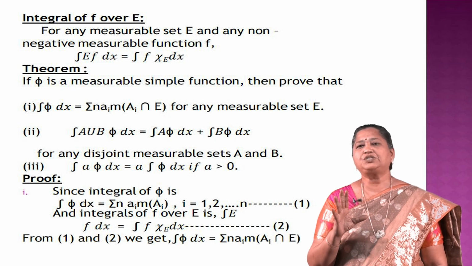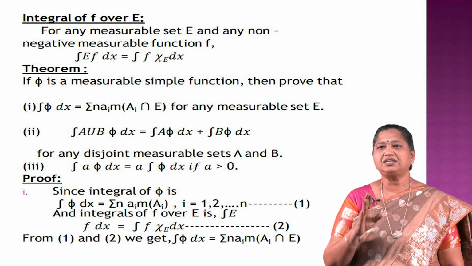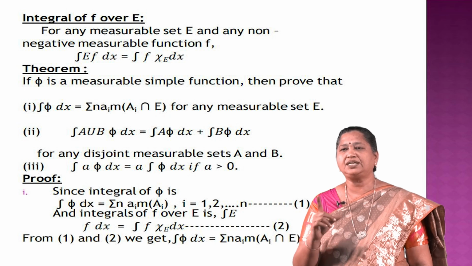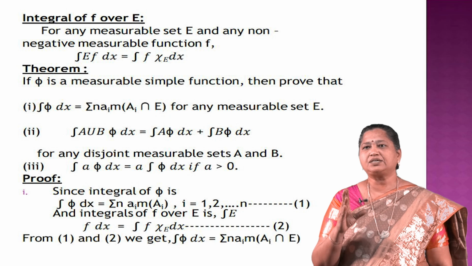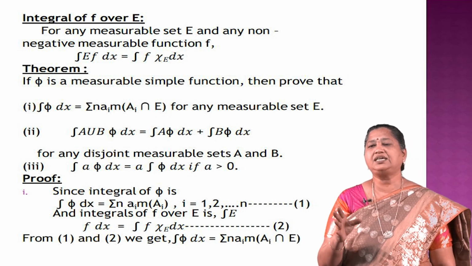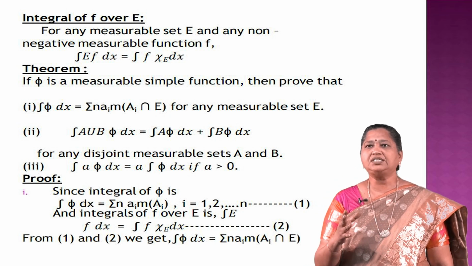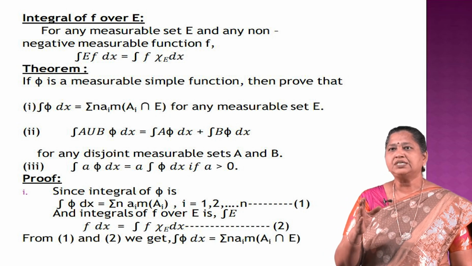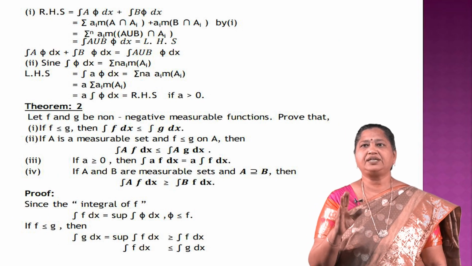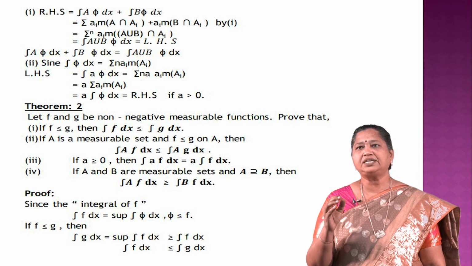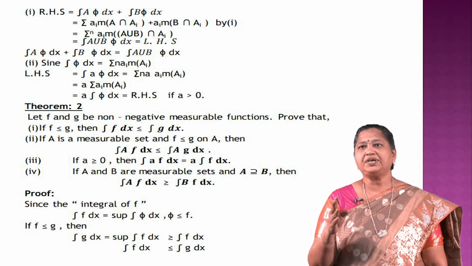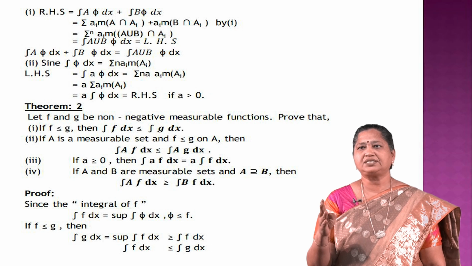The proof: first we take the definition of the integration of phi, that is the integration of phi dx is equal to the summation of ai times m of Ai, i equal to 1 to n, that is equation 1. Then we take the definition of the integral of f over E, that is the integration over E of f dx is equal to the integration of f times psi E dx, that is equation 2. Now we take these two definitions and we get the result that the integration of phi dx is equal to the summation of ai times m of Ai intersection E. The next one, the second statement, we take the right hand side, that is the integration over A of phi dx plus the integration over B of phi dx, which is equal to the summation of ai times m of A intersection Ai plus ai times m of B intersection Ai, by equation 1.